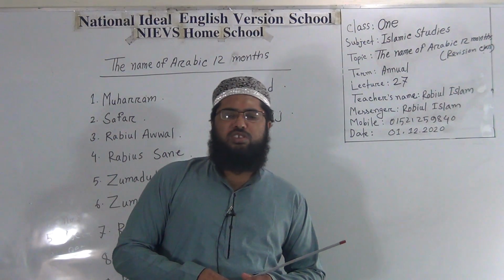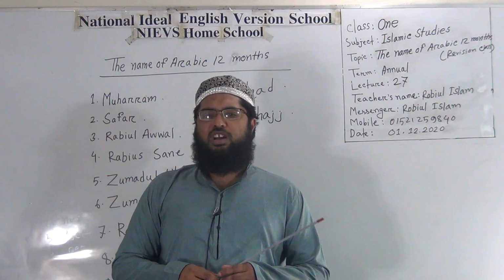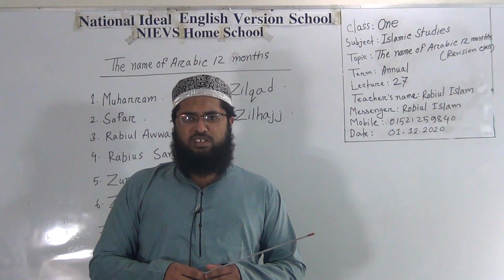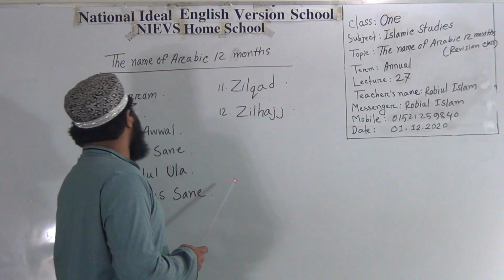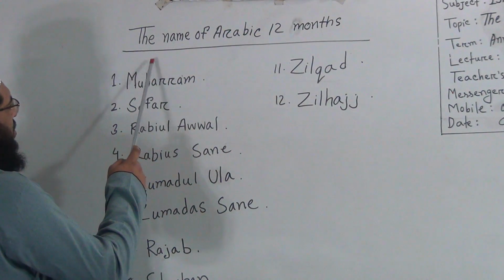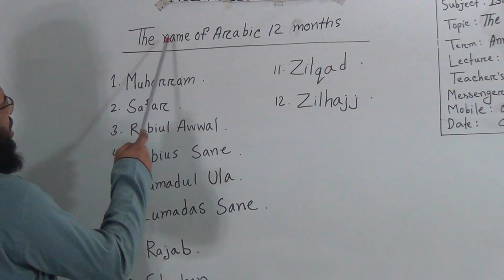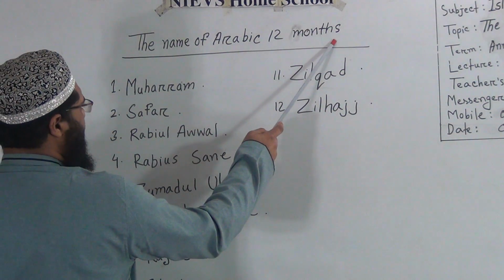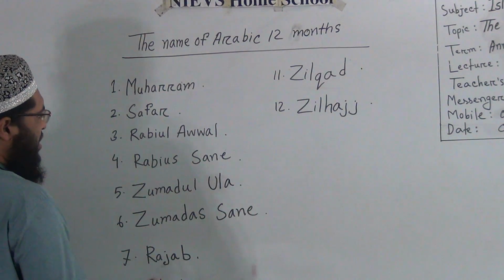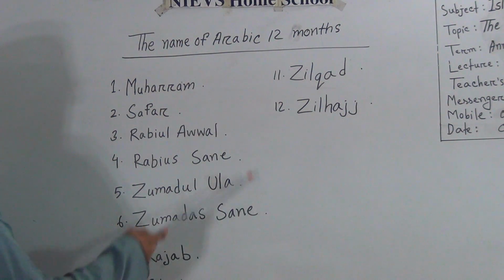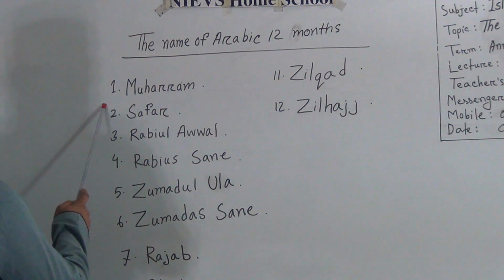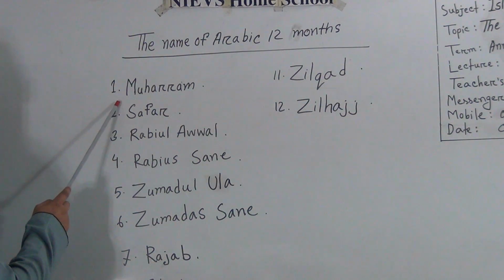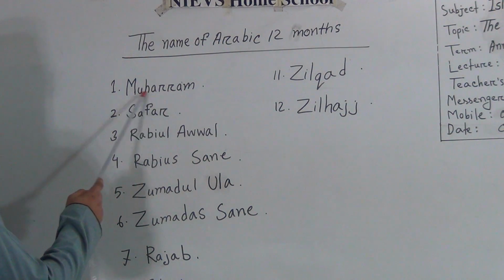Inshallah, my dear students, today we will memorize the name of Arabic 12 months. So let's start. At first, look at the board, my dear students. Today our topic is the name of Arabic 12 months. My dear students, I have written here the 12 months of Arabic. So let's start. Our first Arabic month is Muharram.